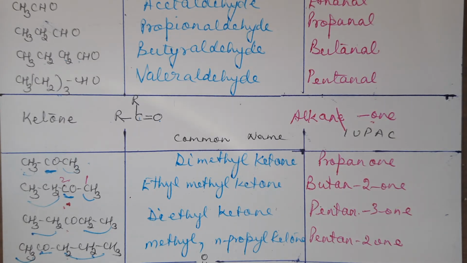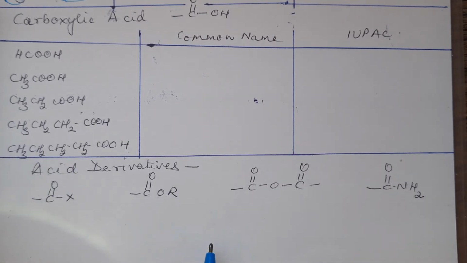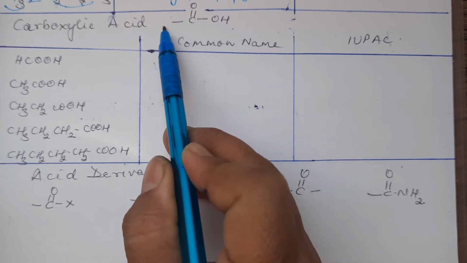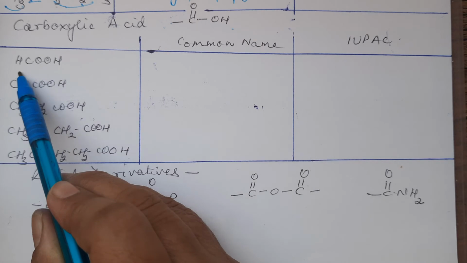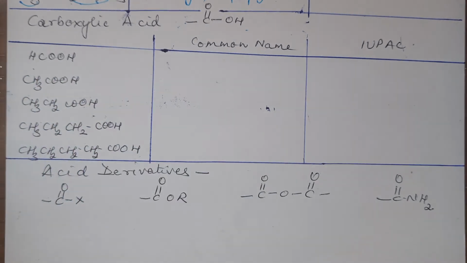I think these 2 functional groups are clear, aldehyde and ketone. Now let's continue with some more functional groups. The next functional group which we are talking is carboxylic acid. Notice carboxylic acid, it is COOH. That is, something is attached here. It can be R, it can be H. If it is H attached, it is the first acid. It is the simplest acid. Which is the simplest acid?